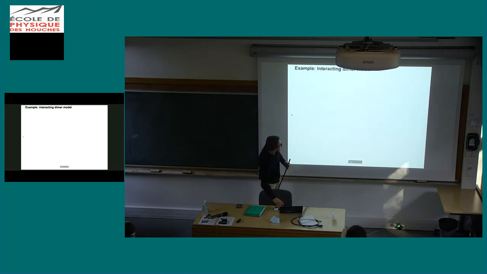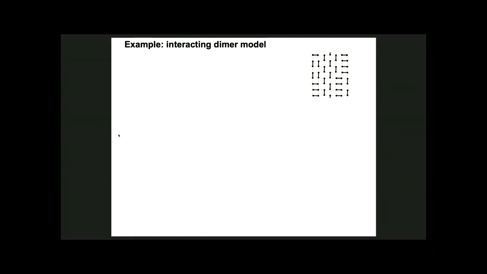So I don't want to bother you more with technical details. I told you already, in answers to Gerard's questions, that it finds the correct RG rules for some trivial models like Ising and stuff like this. Let me show you something a little bit more interesting. And this more interesting thing is the interacting dimer model. So we like dimer models for whatever reason.